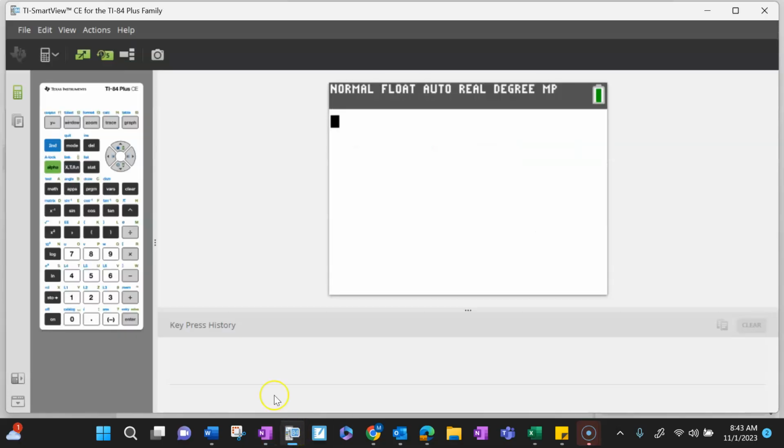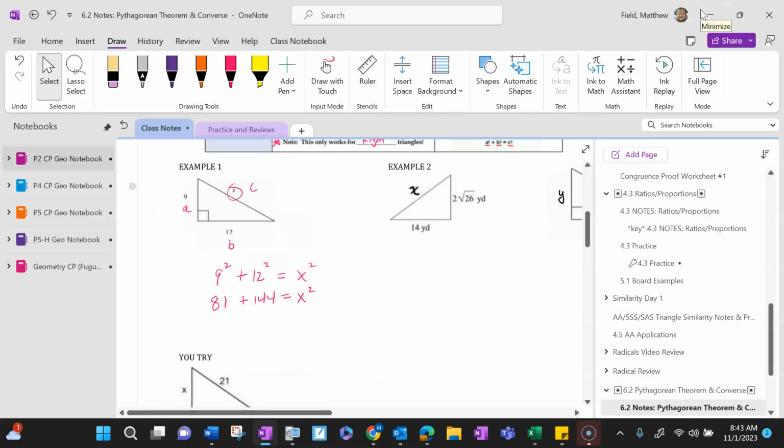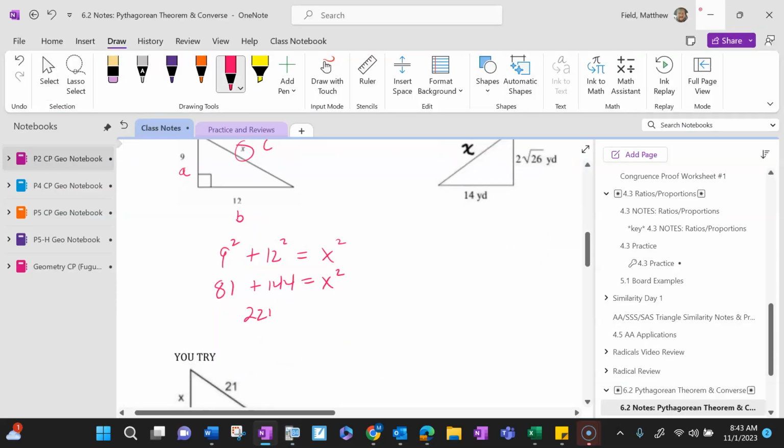I'm thinking I get something in the 200s. So 81 plus 144, boom, and we get 225. So we have 225 is equal to X squared. Keep in mind, I'm used to seeing it reversed, so I'm going to flip it the other way and say X squared, because I like my variables to the left, equals 225.